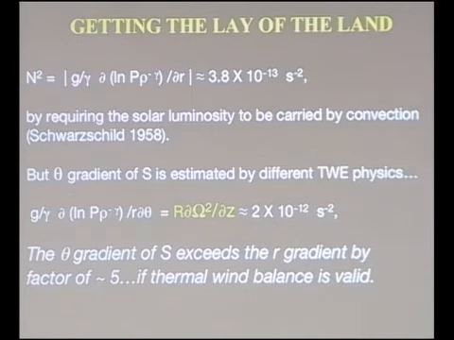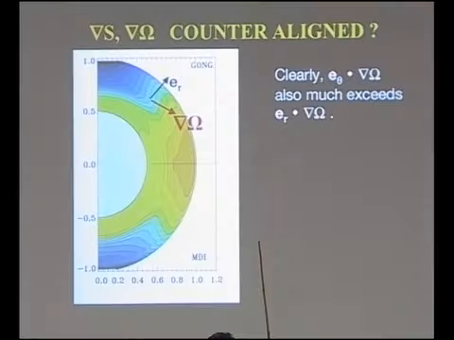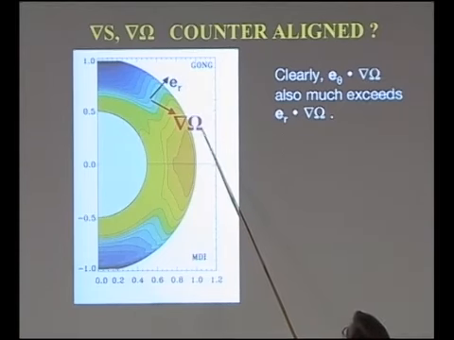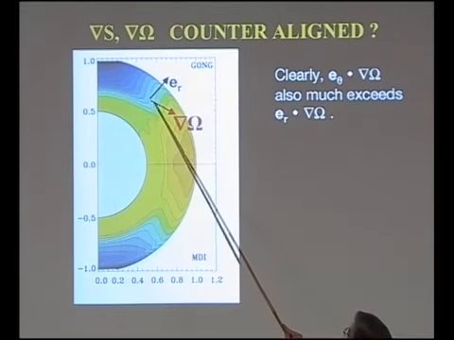So the theta gradient of the entropy exceeds the radial gradient by a factor of something like 5 or so. Maybe it's 3, but maybe it's 15. There's a big difference if the thermal wind balance is in fact a valid concept. So that's interesting. That may be telling us something.